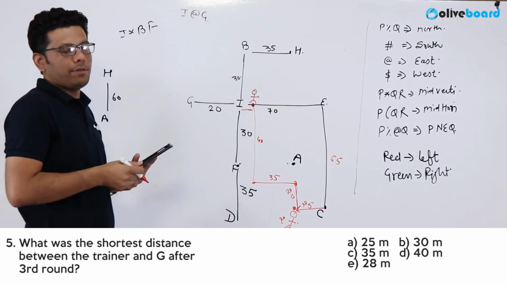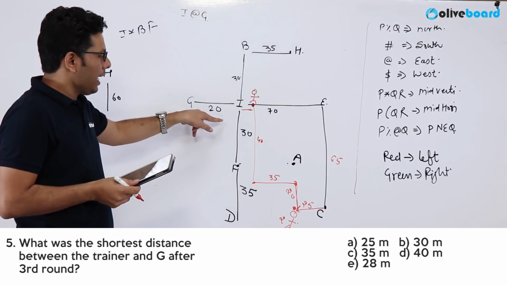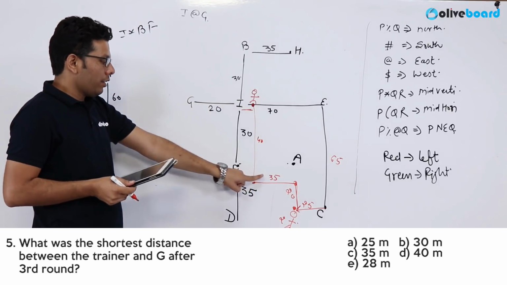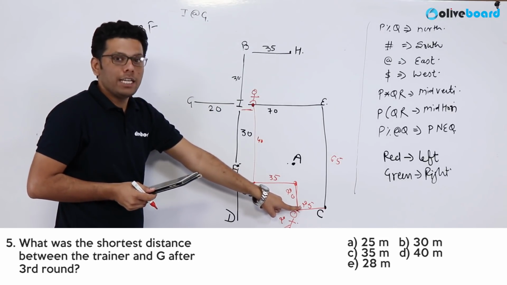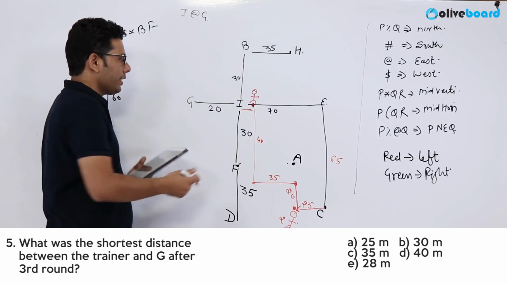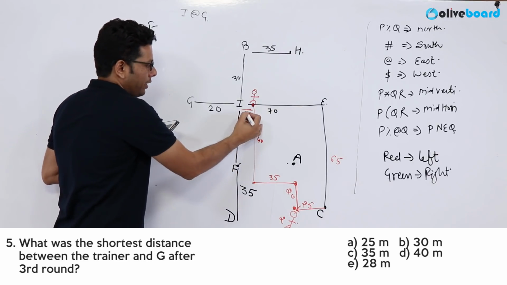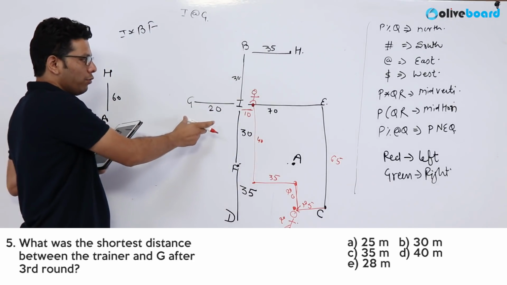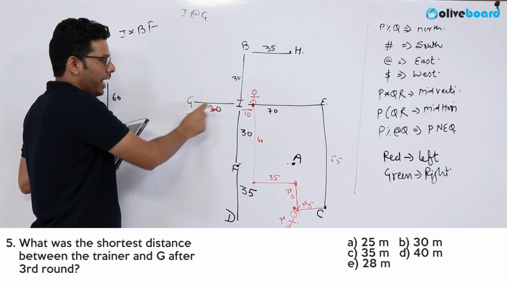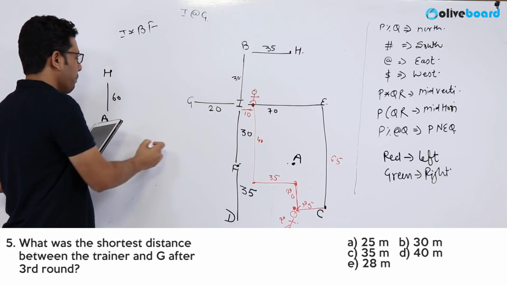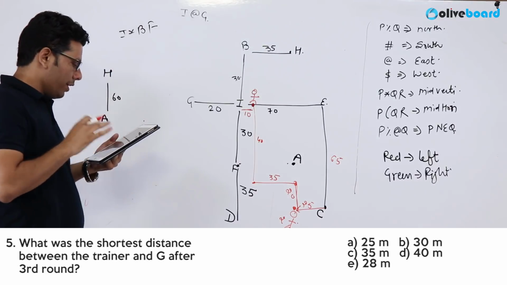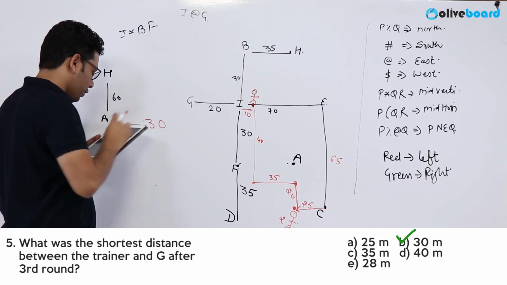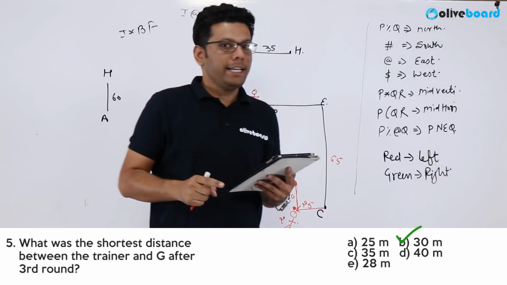If you have the idea of this distance, then you can easily calculate it. This is the 25 and this is the 35. Okay, 35 plus 25 is equal to 60. Okay, 60, and this total was the 70. So this is the distance of 10 meters. So your answer would be, the distance between G and trainer is 30 meters. So question number 1 of this set has a distance of 30 meters. Your answer would be the second option.